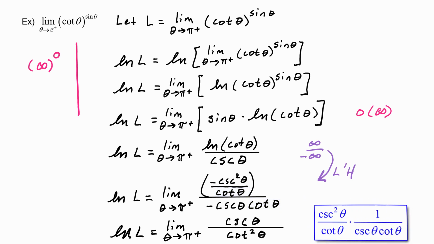You can also look at it as changing it into a multiplication problem where you have cosecant squared theta over cotangent theta times 1 over cosecant theta cotangent theta, and maybe it's easier for you to see the combination there. The cosecant will cancel with 1 in the numerator, and the two cotangents will multiply to become cotangent squared in the denominator.